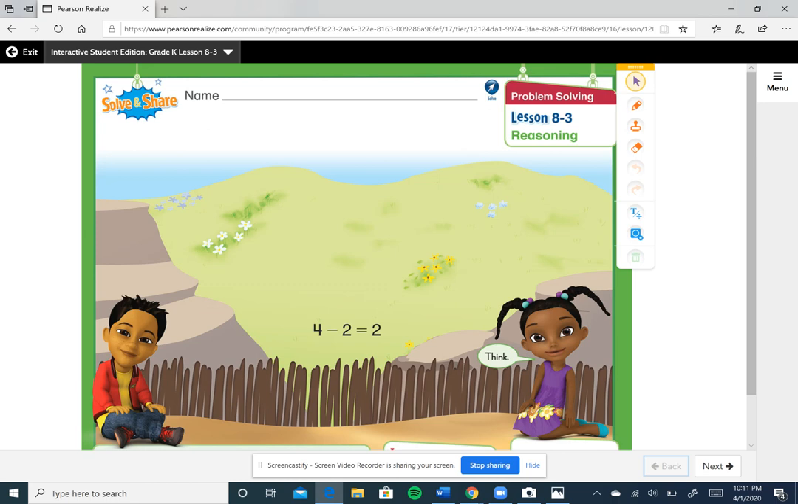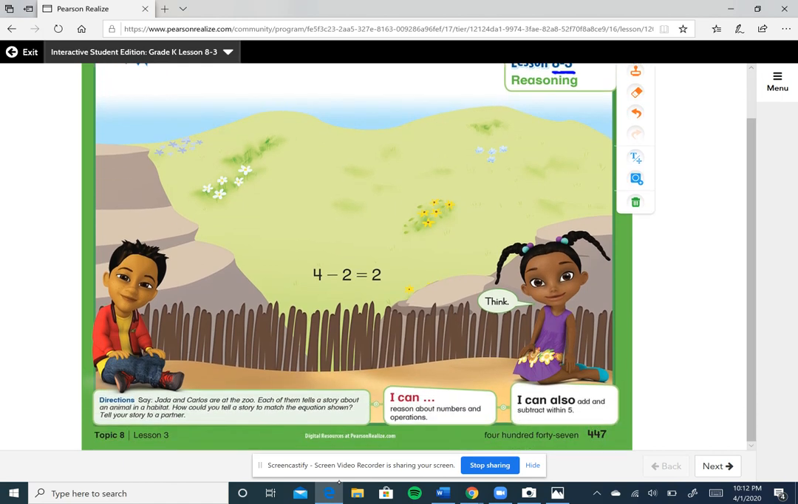All right, kindergarten, it's time for another day of math, and we are on lesson 8-3. So remember, the first thing we always do when we have our paper is write our name. All right, and today it's going to be a lot of storytelling.